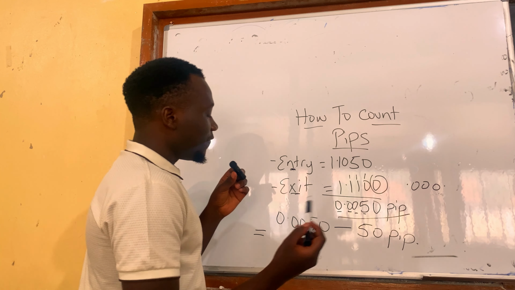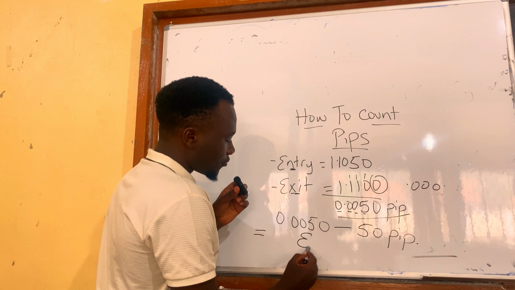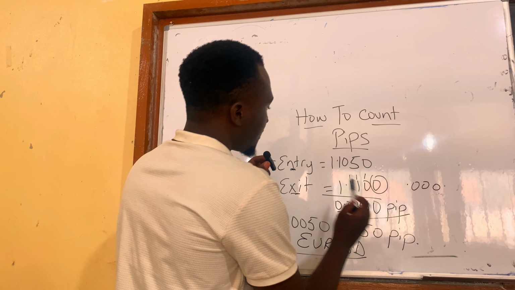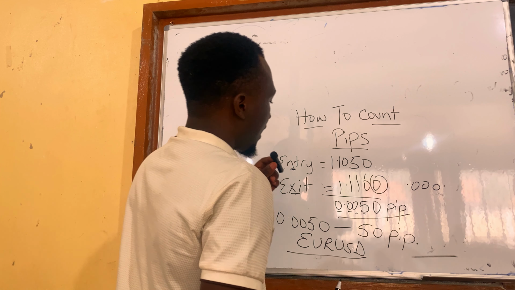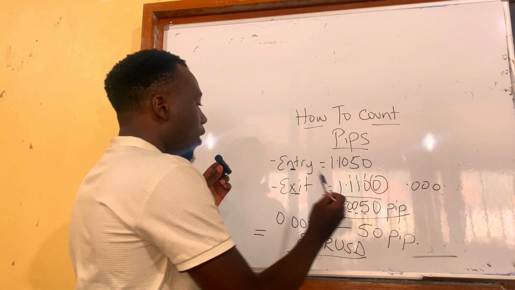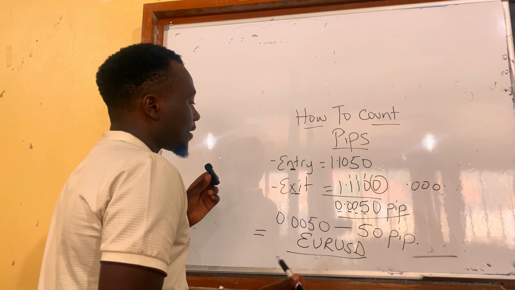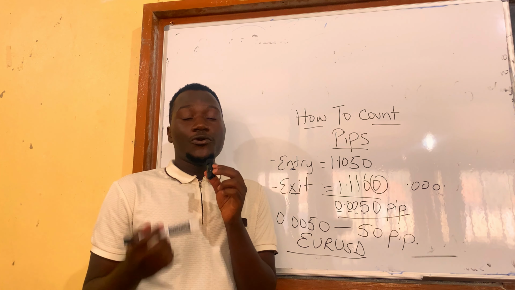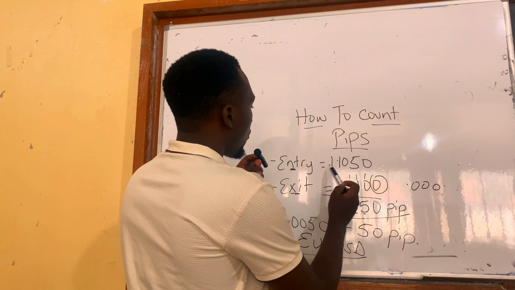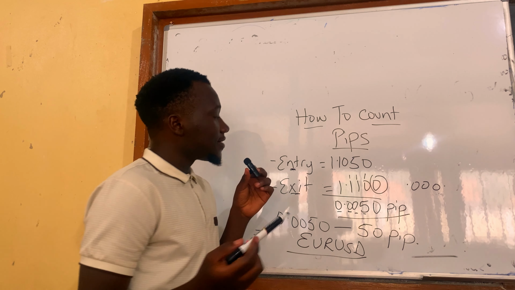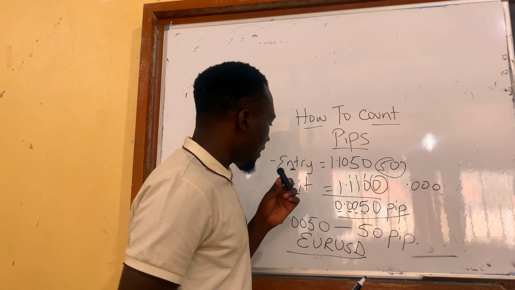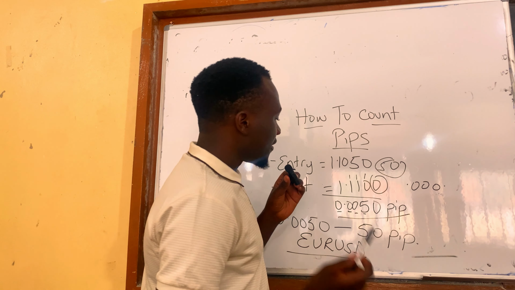So if you were trading Euro USD, what it simply means is that if you bought Euro USD at 1.1050, and then once price moved and reached this level at 1.1100, that means that you gained 50 pips. You gained 50 pips as a trader. If it was a downtrend market and you sold from, let's say, 1.1050, that simply means that you gained 50 pips on the downside. So that is what it means as a trader, and that is how you can easily calculate the pips in the easiest way possible.